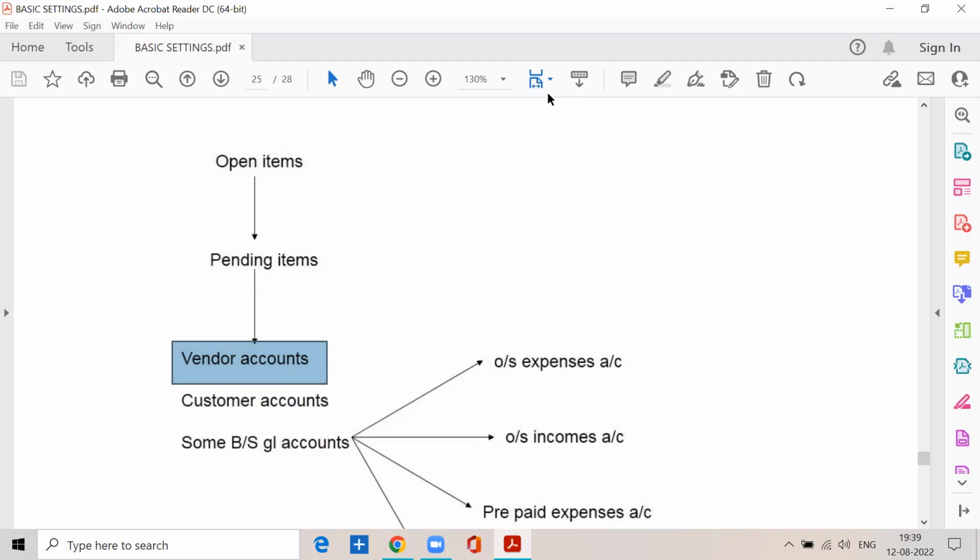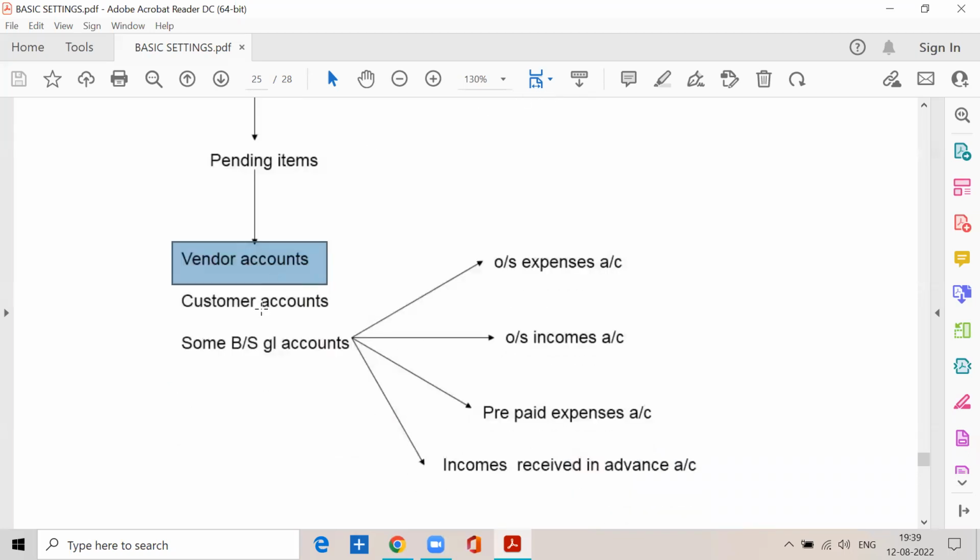Then on 30th day, when we make the payment to vendor, the system will turn the red color invoice into green color. That is called cleared item. So how the open item and cleared items will appear, I will show you in the accounts payable. Then coming to customer accounts.